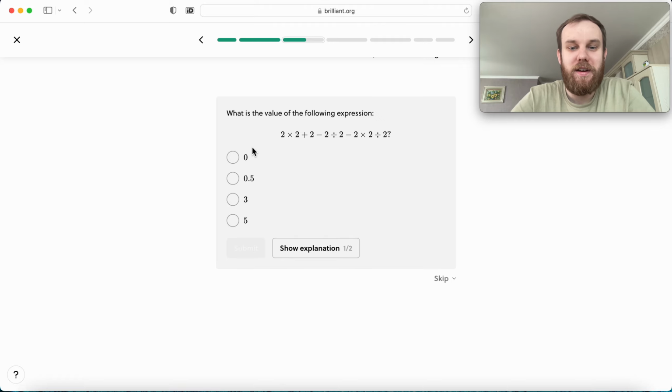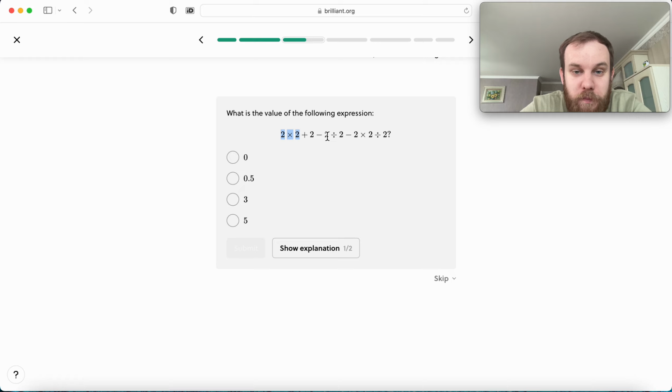What is the value of the following expression? Yeah, it can blow your mind because it's just all the same: 2 2 2 2. So let's see. 4, 1, 4, and with this 2, so 4 plus 2 is 6, minus 1 is 5, minus 2, again 4, 6, 6 minus 1 is 5. 5, oh my gosh.